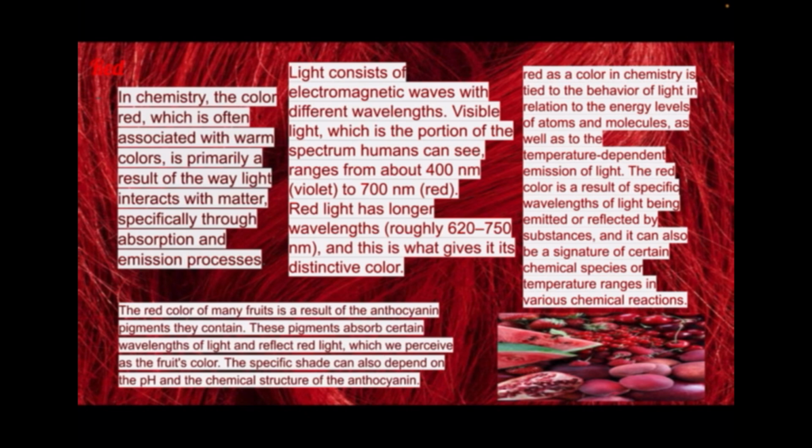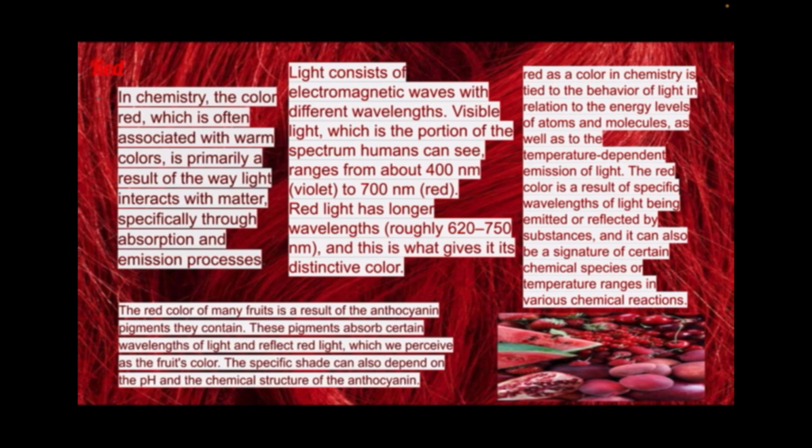Light consists of electromagnetic waves with different wavelengths, which I spoke of before. Visible light, which is the portion of the spectrum humans can see, ranges from about 400 nanometers to 700 nanometers.